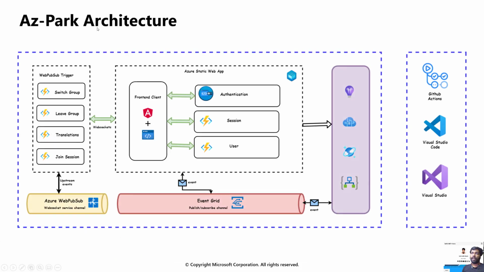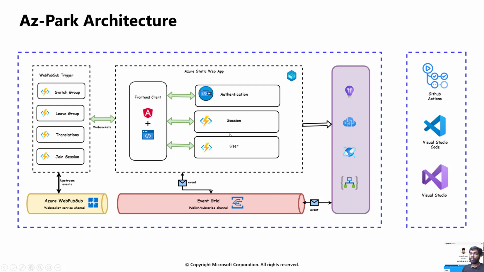So this is the high level architecture of our website. In the center portion, you can see there is an Azure static web app with which I am hosting both the front end and the back end. For the front end, I'm going to use the Angular framework, and for the back end, we are going to use Azure Functions. And there is another service, Azure Event Grid, which acts as our publish subscribe channel.